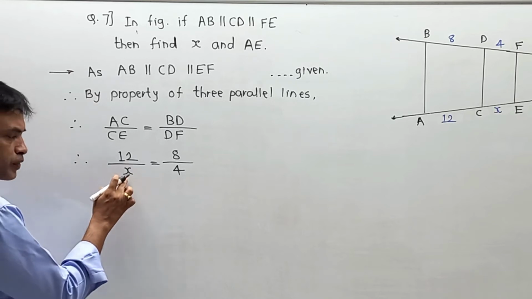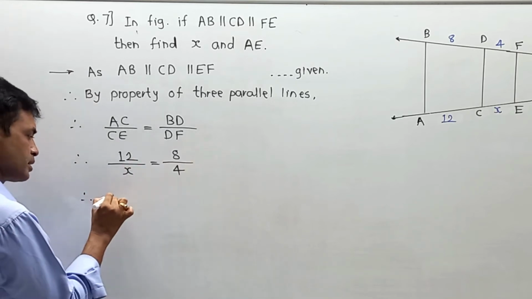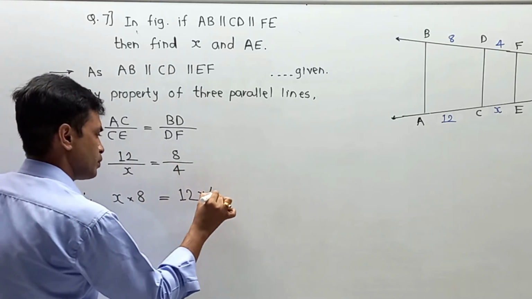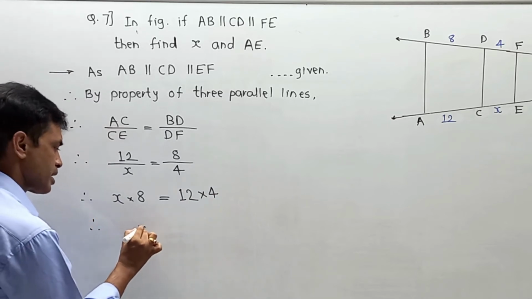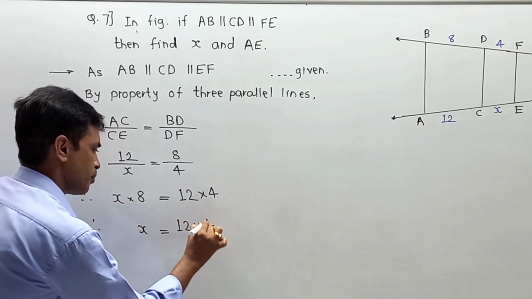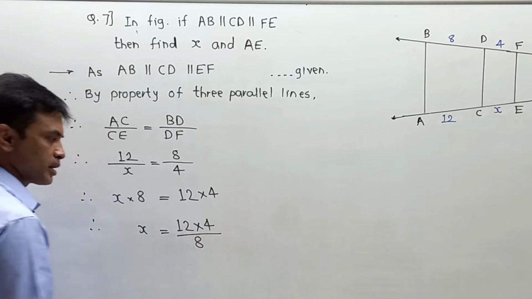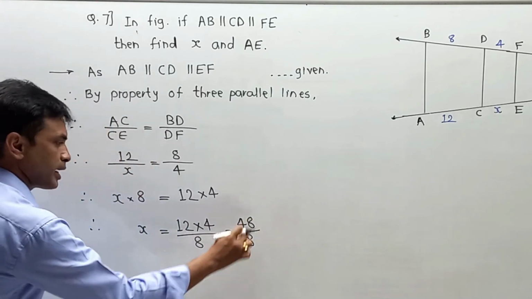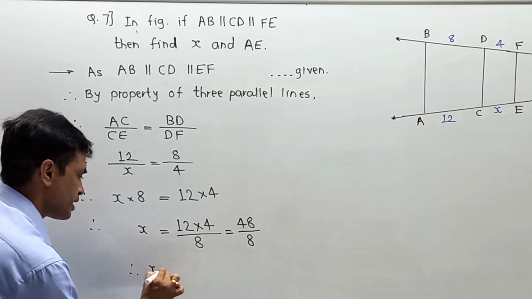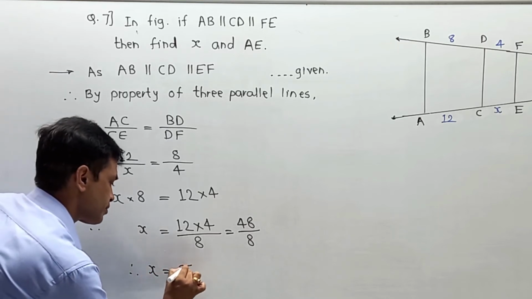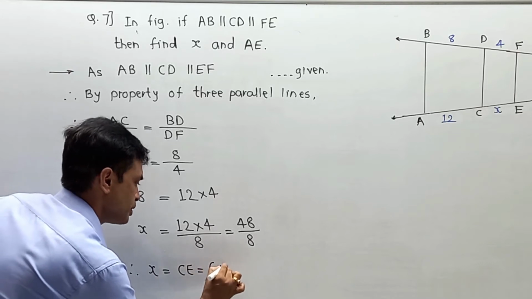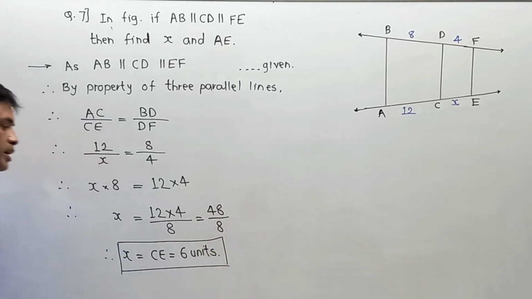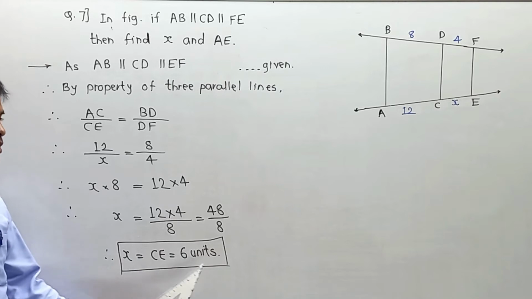Now no doubt our target is to find the value of X over here. So X into 8 is equal to 12 into 4. So simplification, X is equal to 12 into 4 divided by 8. Simply we will have 12 into 4, 48, divided by 8, and 8 into 6 is 48. So the value of X, that is nothing but CE, is equal to 6 units. Now we are able to get the value of X, that is CE, equal to 6 units.